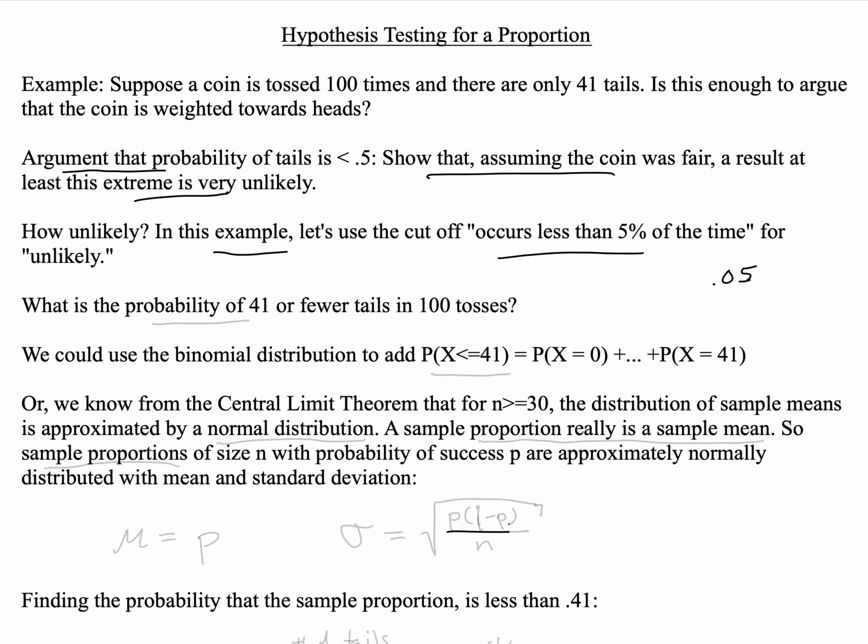We found that the probability that the sample proportion was less than or equal to 0.41 was 0.0359. So that was the probability of a result that extreme or more extreme. And because of that, we said, yes, this is enough evidence to say the null hypothesis is false, that we are rejecting the null hypothesis. So that's what happened in this case.